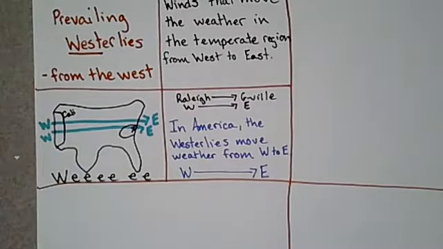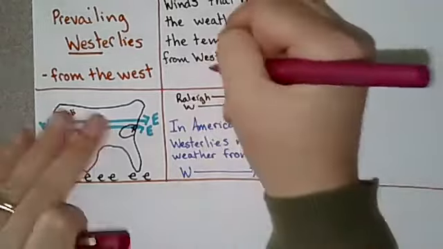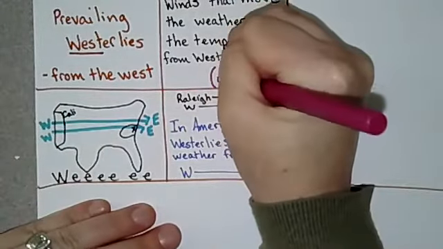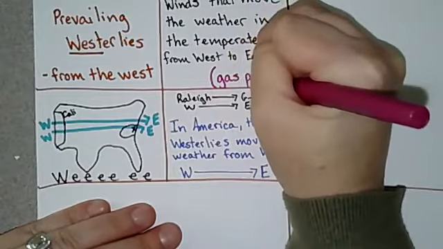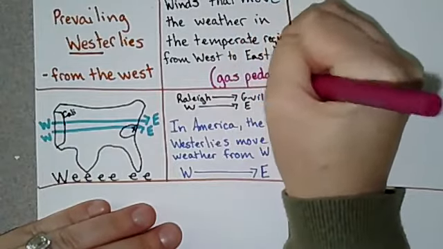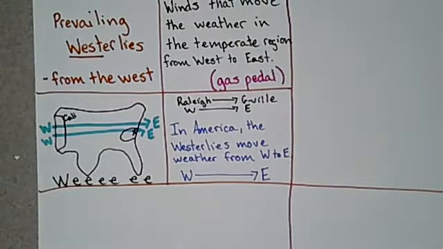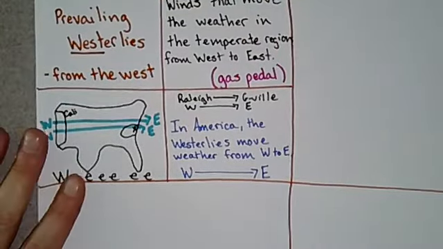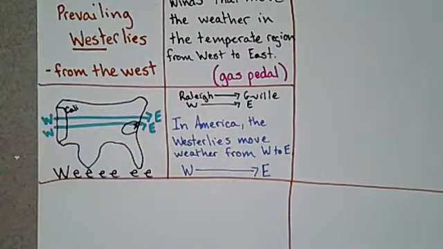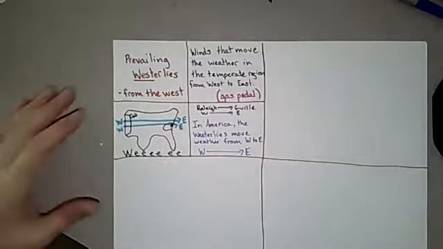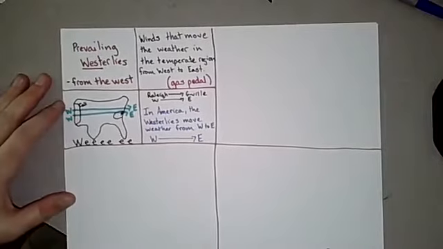We call the westerlies, this is important, the gas pedal. Gas pedal means they are pushing the weather. That's what's pushing the weather car forward. They are the gas pedal for weather. They push it from the west to the east. It's the gas pedal. All right, we'll slide this over to the next type of wind.